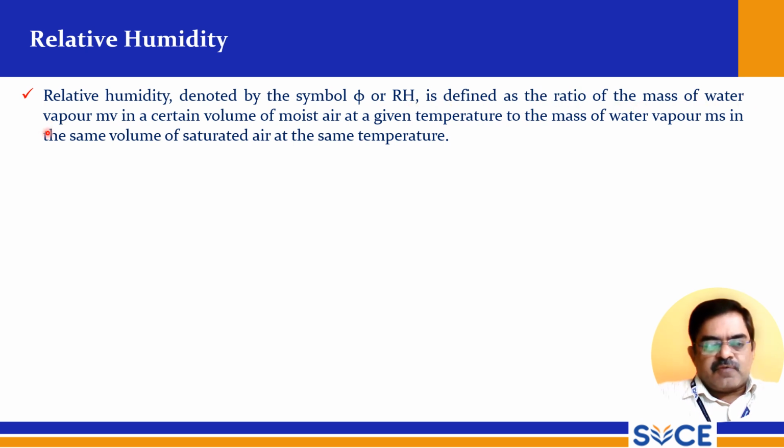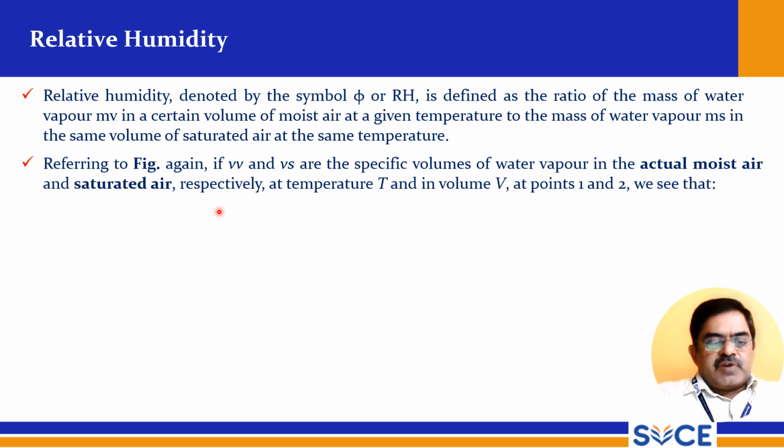the ratio of the mass of water vapor, that is mv, mass of water vapor is denoted by mv, in a certain volume of moist air at a given temperature, to the mass of water vapor ms in the same volume of saturated air at the same temperature. So this is the simple definition of relative humidity.